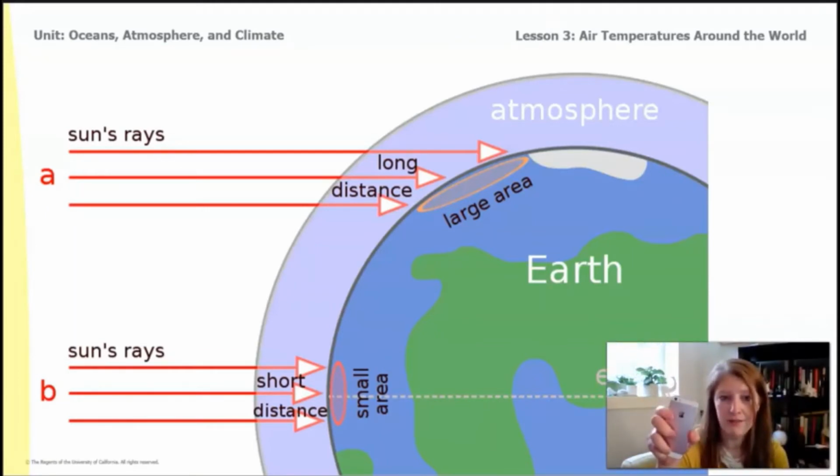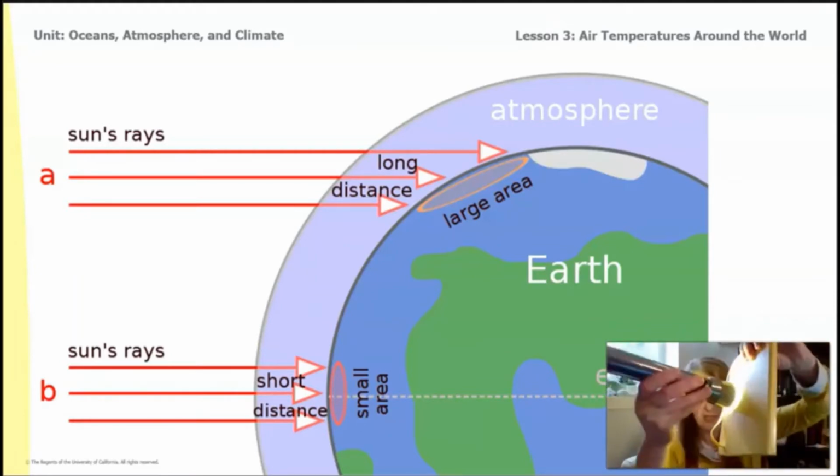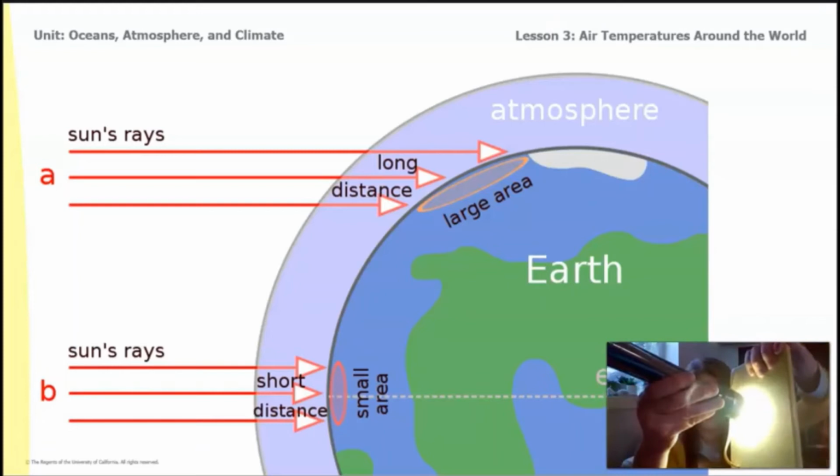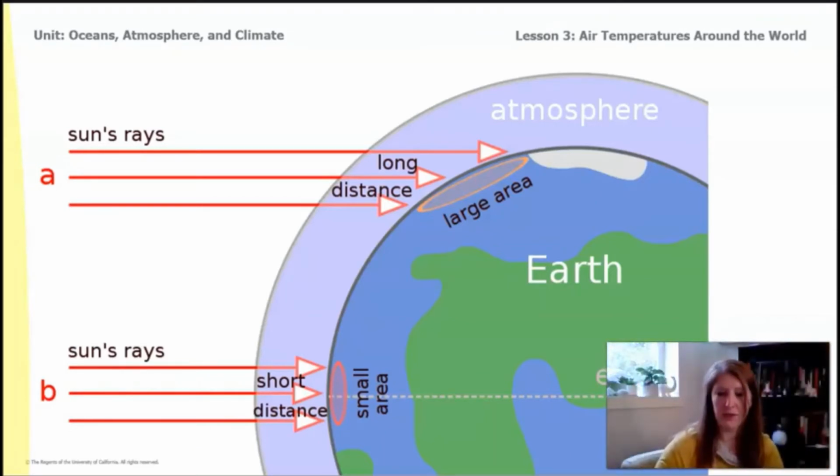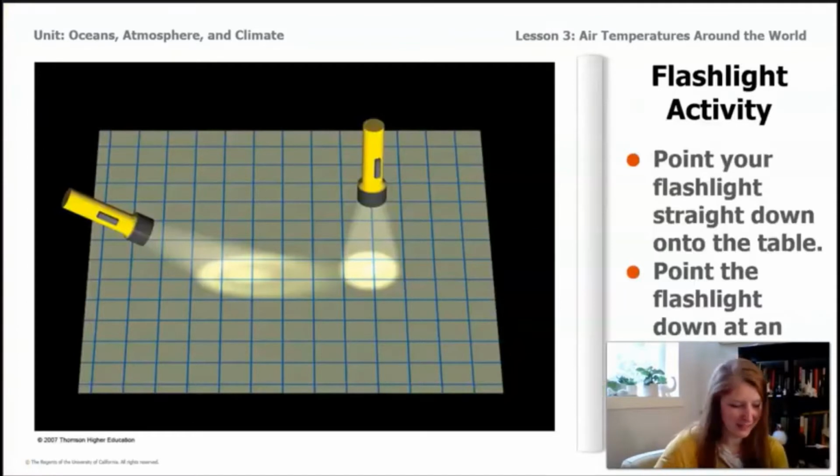So if you have that kind of flashlight, what you're looking for is the kind of flashlight where you can get a circle like that. Okay, so let me show you the directions for this activity. It's fun to do science out of school.